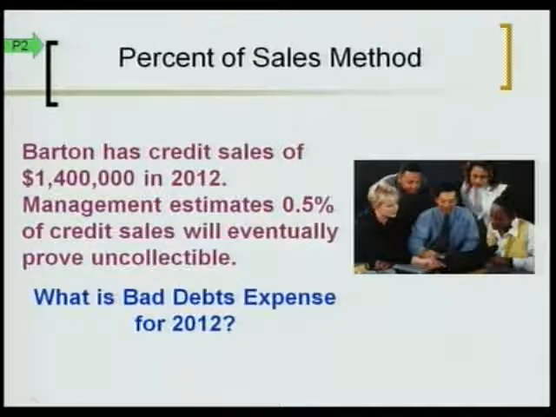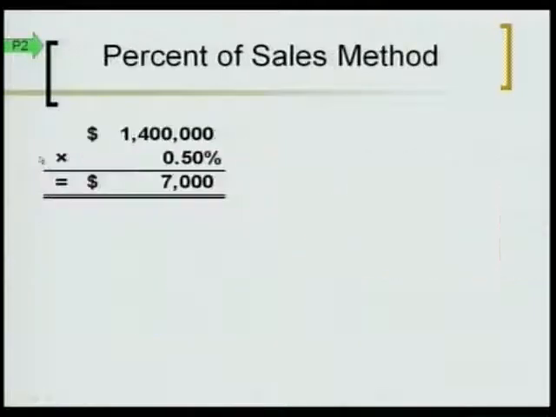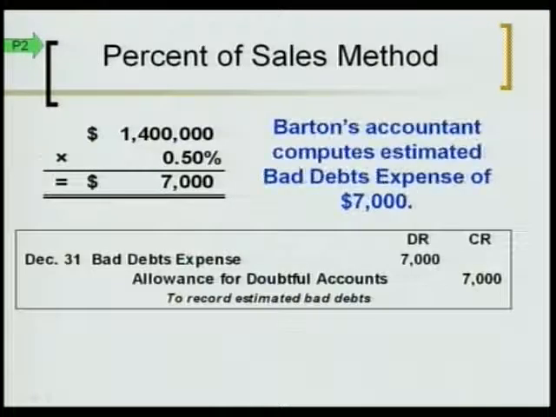Barton has credit sales of $1.4 million in 2012. Management estimates that 0.5% of credit sales will eventually prove uncollectible. Okay? All right, this is a percentage of sales method. So we take that 1.4 million of sales times 0.5%, and if you put that in on a calculator, it would be 0.005. And that equals $7,000, right? Boom. And that is the number.